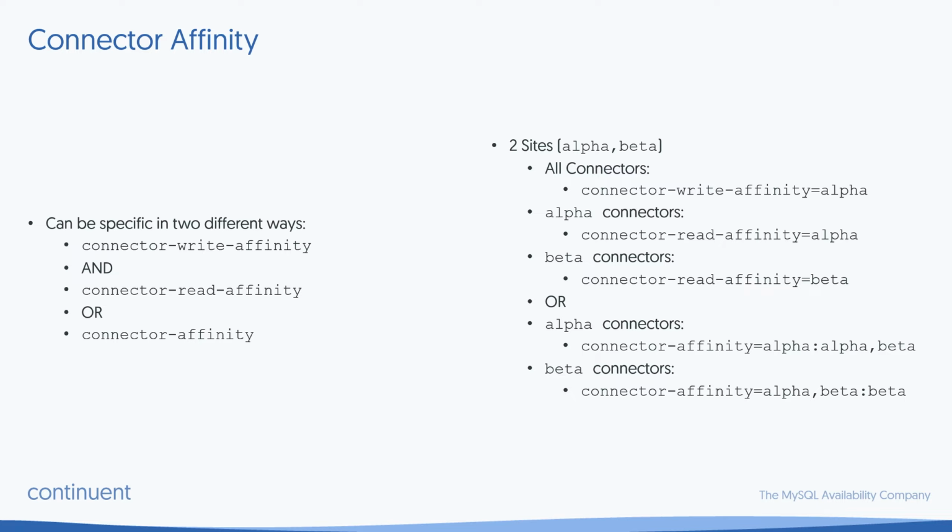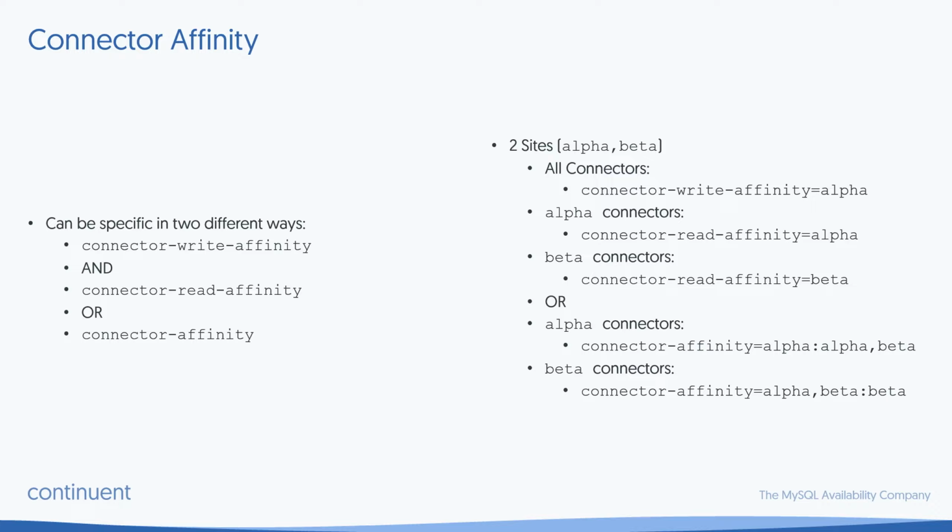In the simplified single line example, all the alpha connectors would have a connector affinity of alpha, comma, beta, and the beta connectors would be alpha, beta, beta. This is basically saying in the alpha line that the first definition is the writes, so alpha for writes, alpha for reads, comma beta. Beta there is where we go if we fail. So if alpha fails, we go to beta.